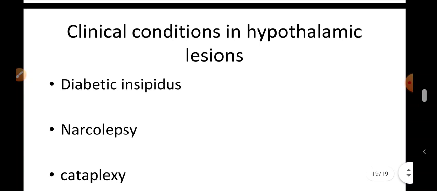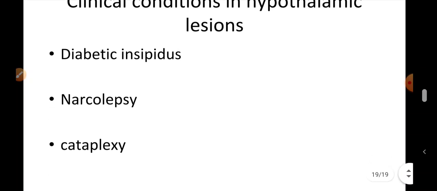The patient may develop narcolepsy. It is a hypothalamic disorder with abnormal sleep pattern. The patient gets a sudden attack of irresistible desire for sleep during the daytime. The duration of sleep is usually short, from a few seconds to about 20 minutes.